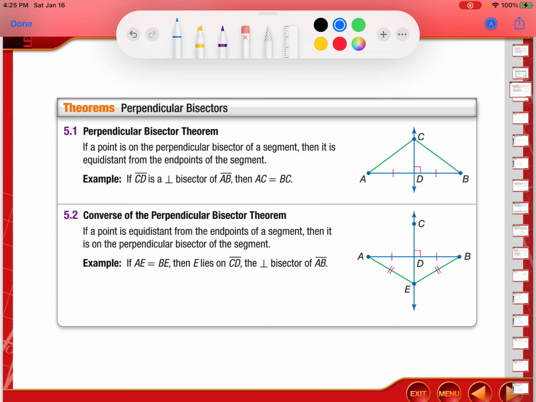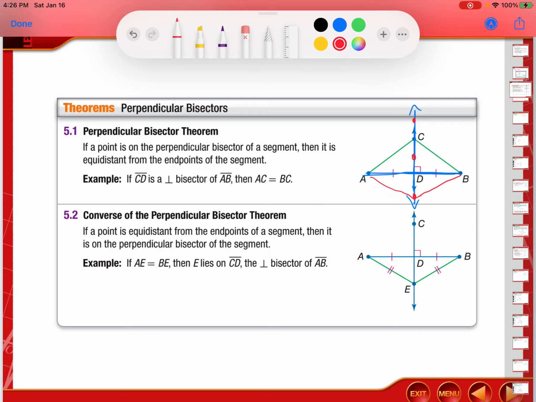So perpendicular bisector theorem. What this says is if a point is on the perpendicular bisector of a segment, then it is equidistant from the endpoints of the segment. So this makes sense if we think about it. If we have this line AB right here, and then we have a perpendicular bisector going up and down, then any point on this perpendicular bisector is going to be the same distance from both A and B.